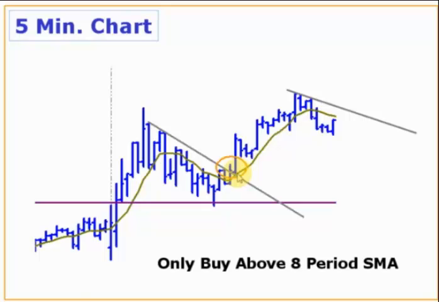You can see here in this example over on the right, I've got my overhead resistance line, and we are trading below the 8, so there is no entry. Even if for some reason we think, hey, this looks like we could go up from here, you don't pull the trigger. You wait for the break and you wait for the move above the 8-period.